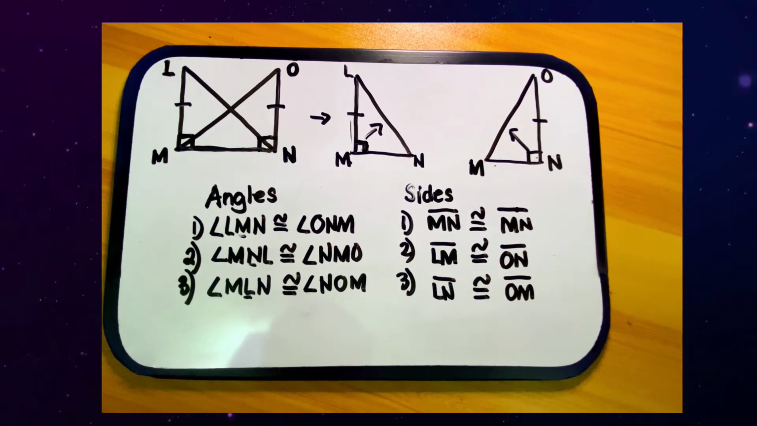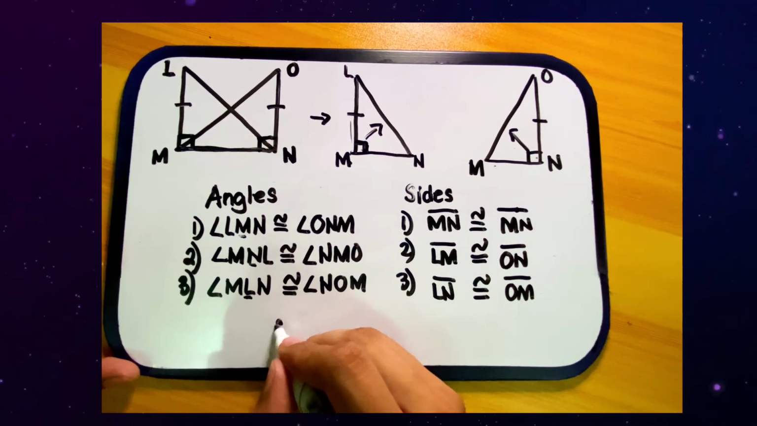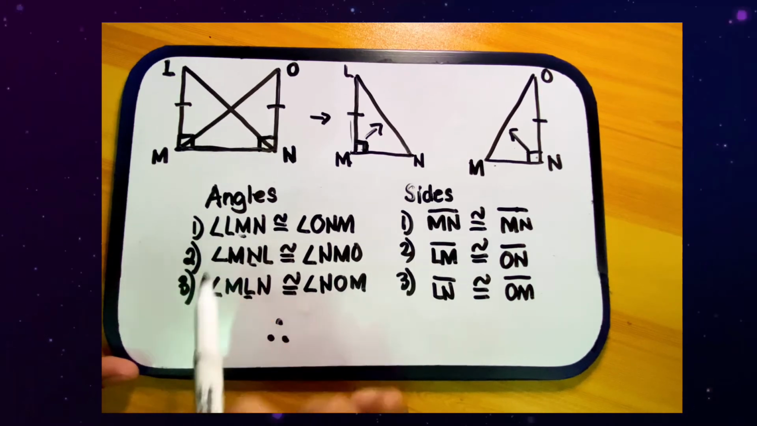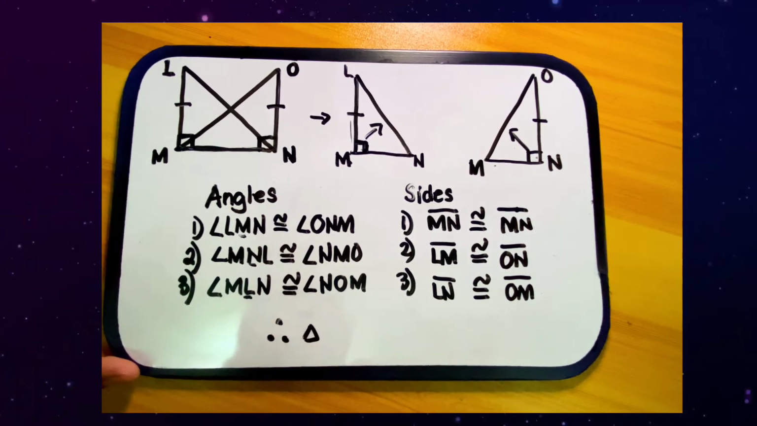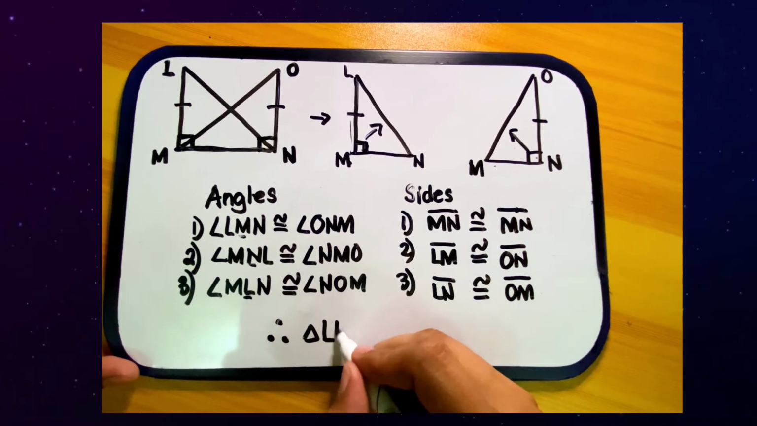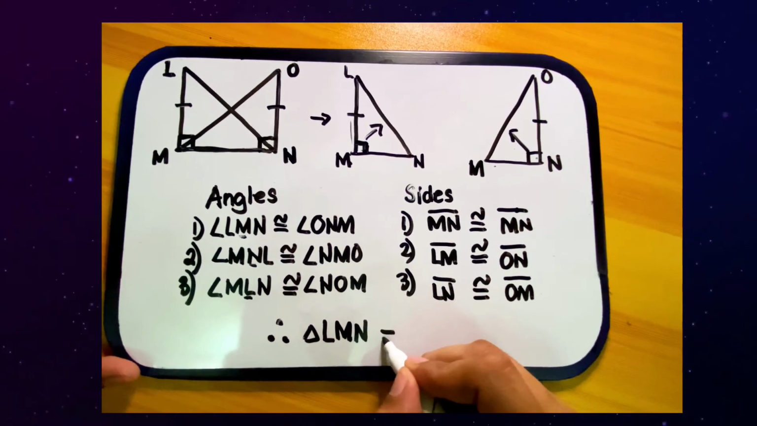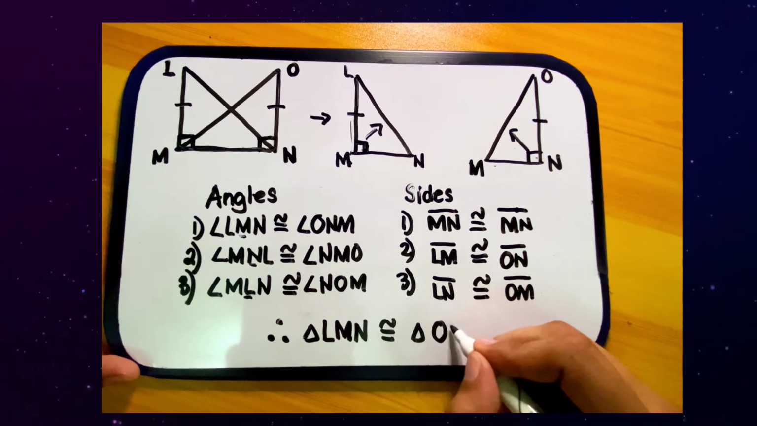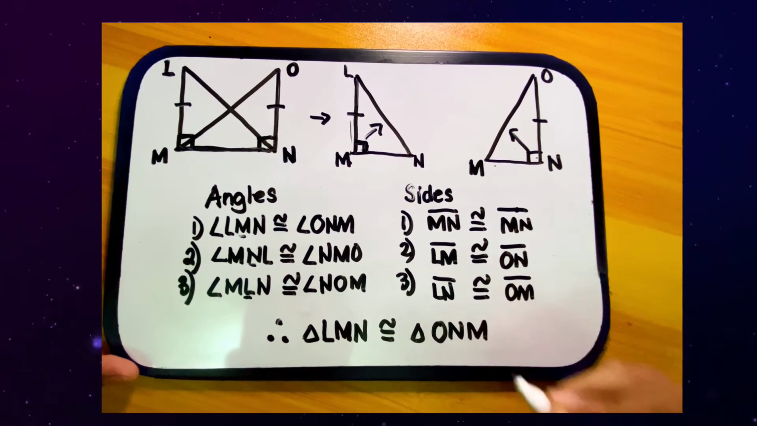Okay. So now let's go to the triangle. So therefore, again, you can name the triangle based on the angles. So just change the symbols. Triangle LMN is congruent to triangle ONM.